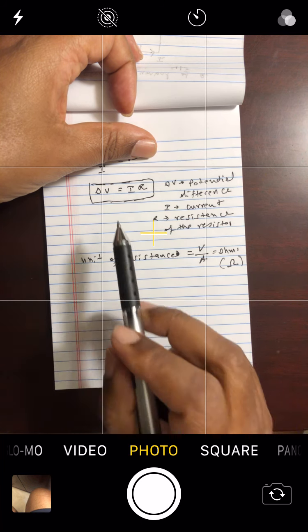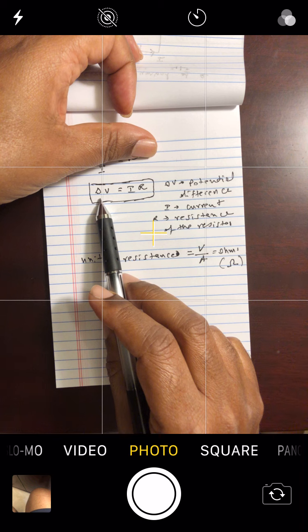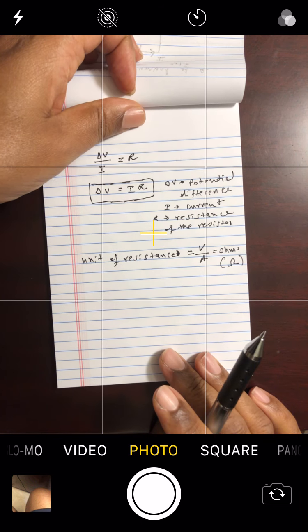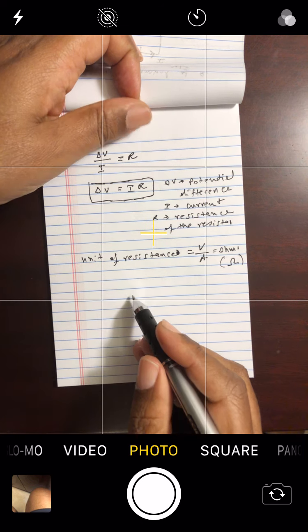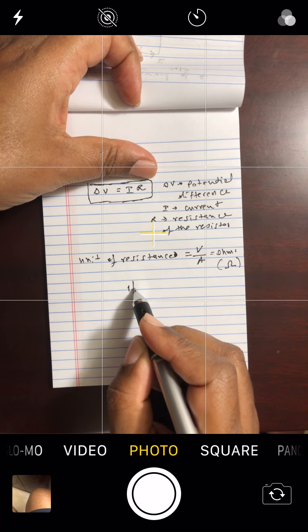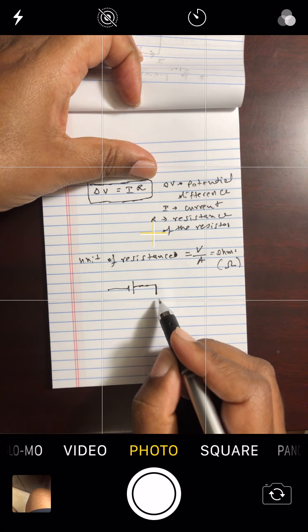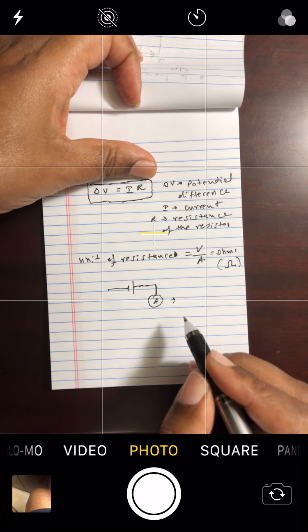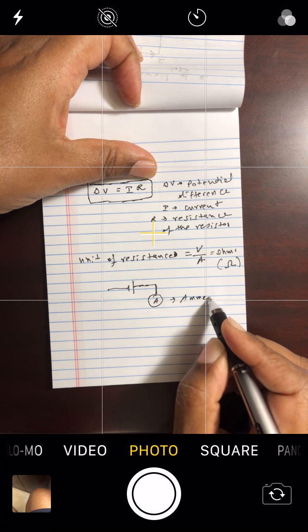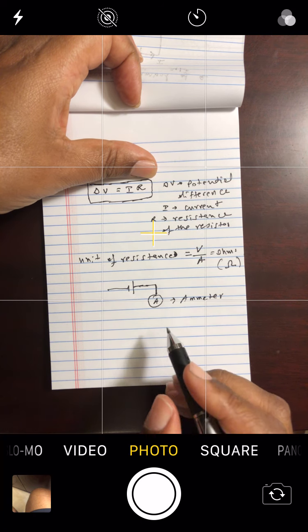So Ohm's law states that the potential difference is proportional to the current, and the constant of proportionality between potential difference and current is called the resistance of the resistor. Now let's see how we measure the current and the potential difference. Let's say we have the battery over here. Current is measured by a device called an ammeter, and the ammeter is put in series in the circuit. So you have to cut the wire and put the ammeter in between.